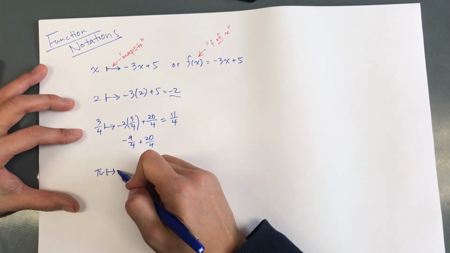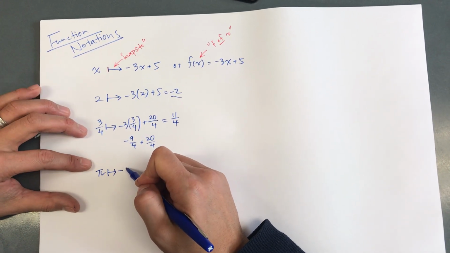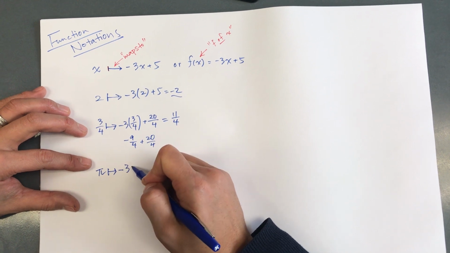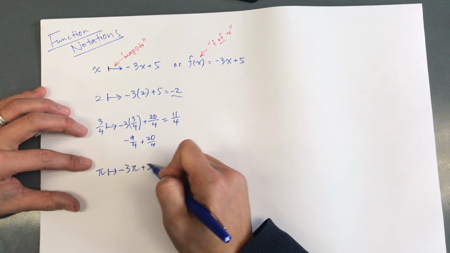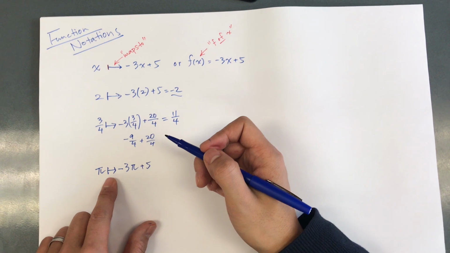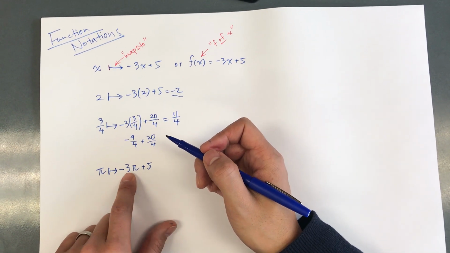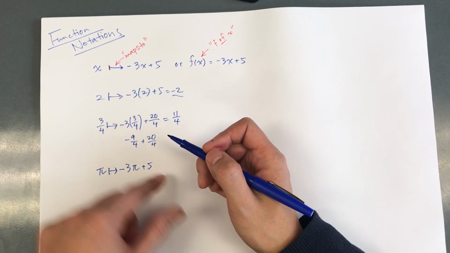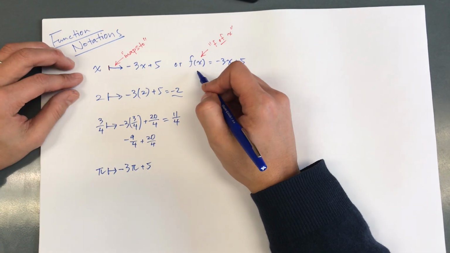What if it's pi? Pi is going to map to negative, doing the same thing, just replace it, plus 5. So pi maps to negative 3 pi plus 5. We can't add these two because one is rational and the other is irrational.